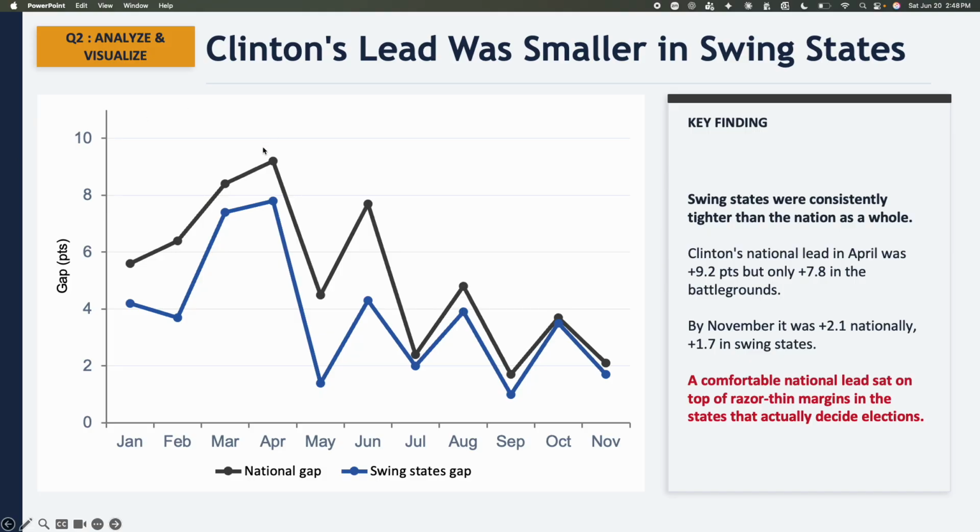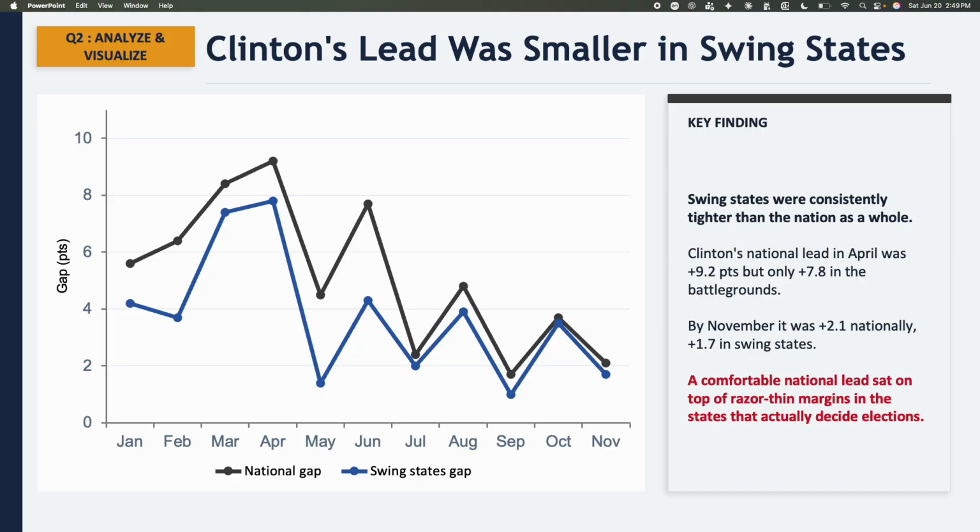Question 2 compares the national polling gap to the swing state gap. Instead of plotting the raw numbers, I plotted the gap, which is Clinton minus Trump, so we can see who was ahead and by how much in each month. The dark line is the national gap. The blue line is the swing state gap.